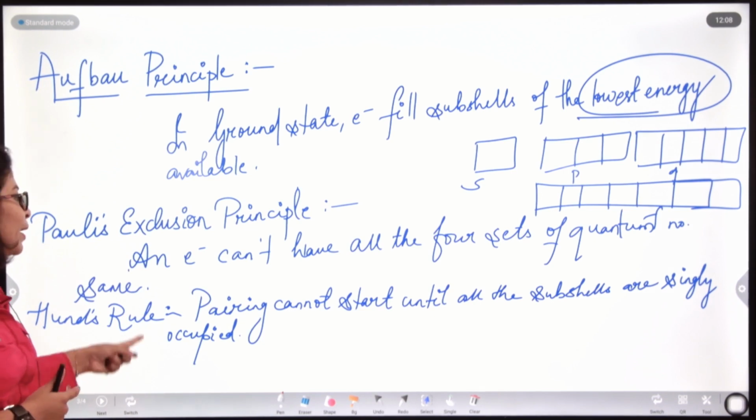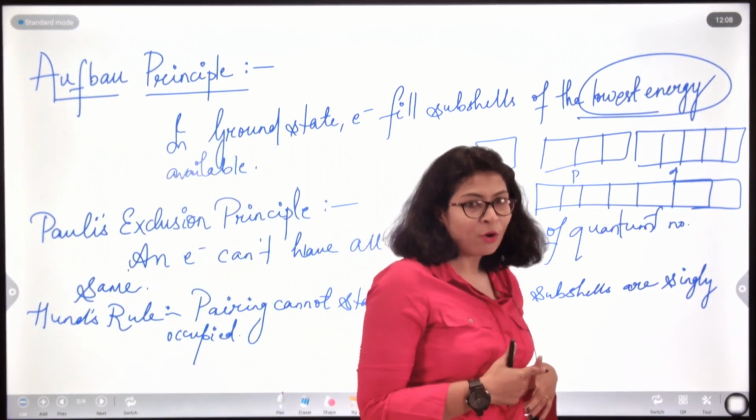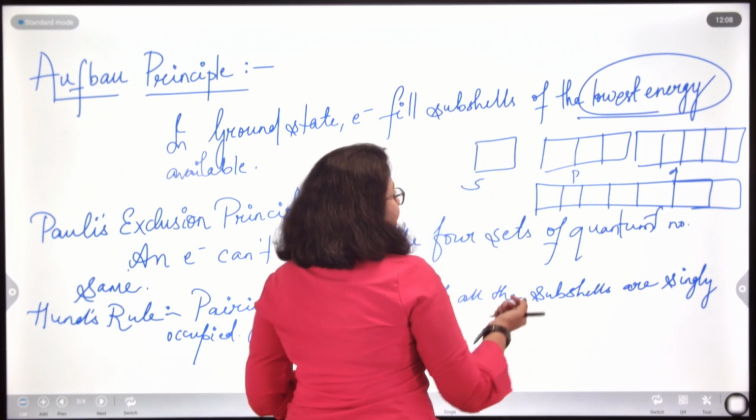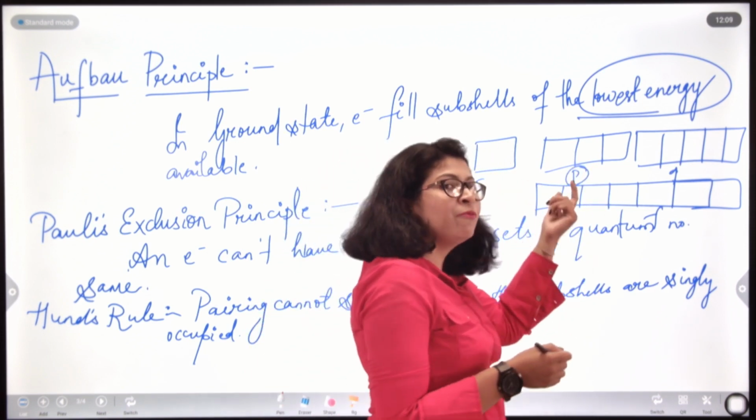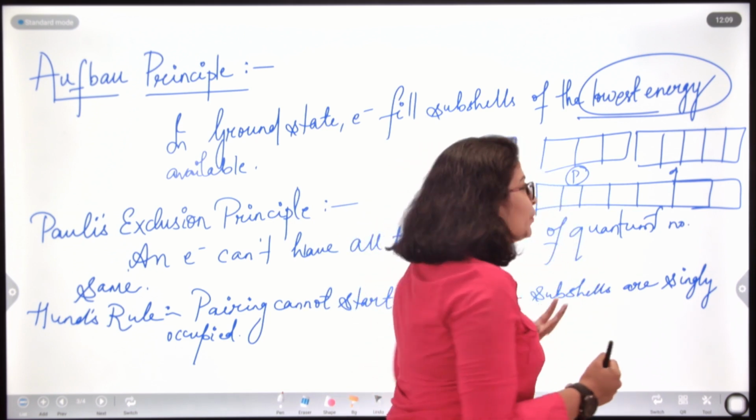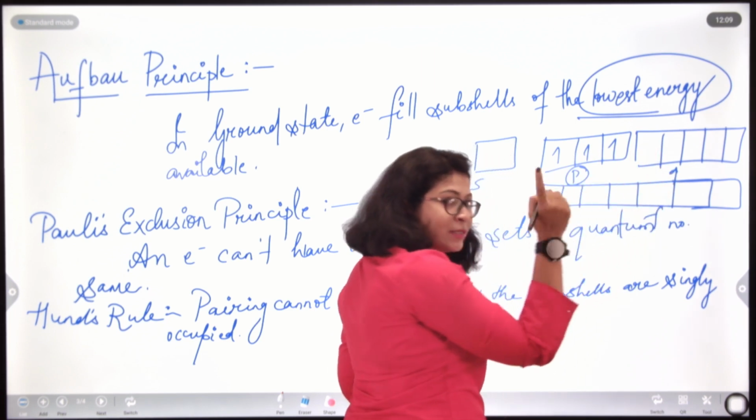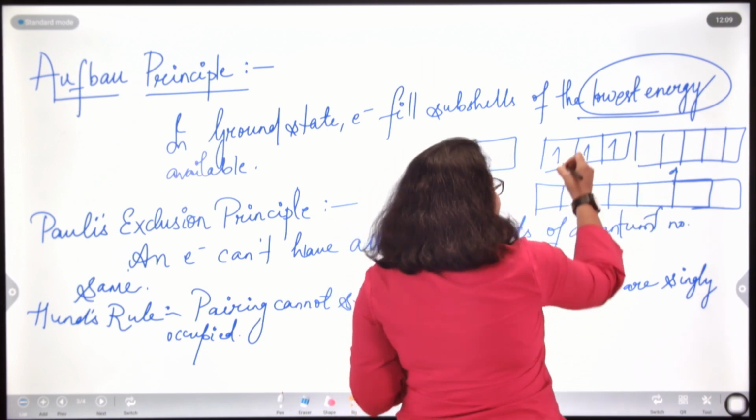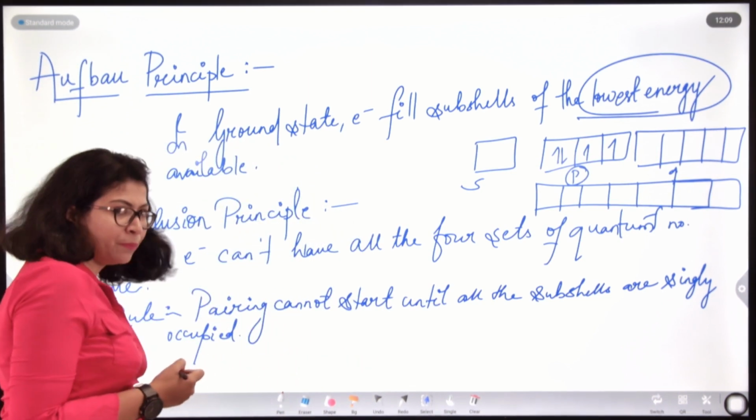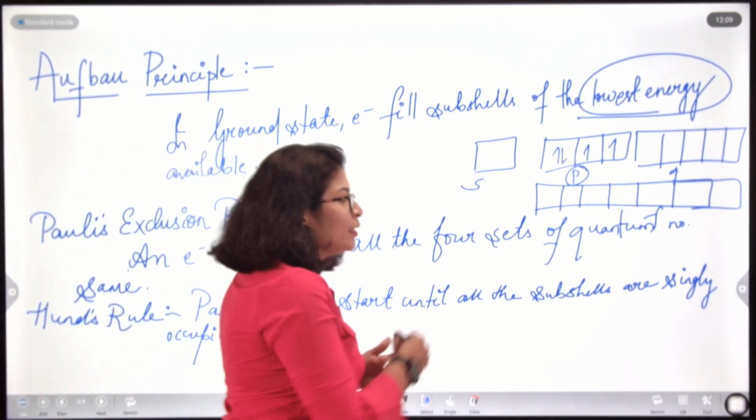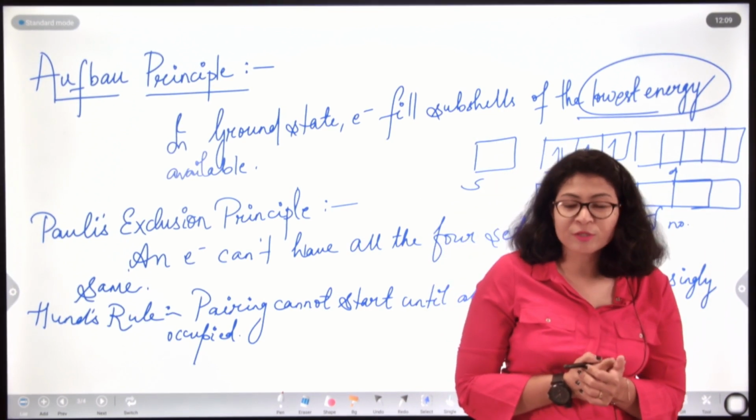Next is Hund's rule. According to it, pairing cannot start until all the orbitals in a subshell are singly occupied. Suppose for example I am considering p orbitals and I am filling 4 electrons, then first I have to fill all the orbitals singly and then I will start the pairing. This was determined by Hund's rule. So, after these rules we will move on to actually writing the electronic configuration.